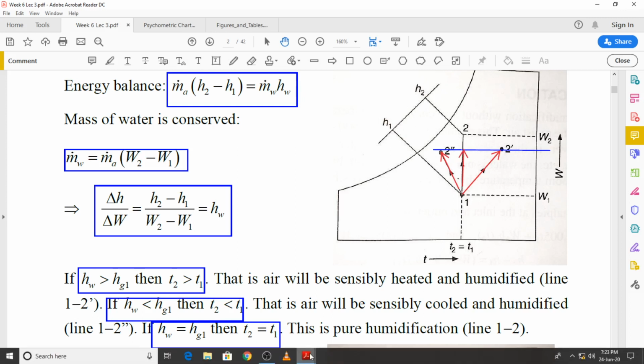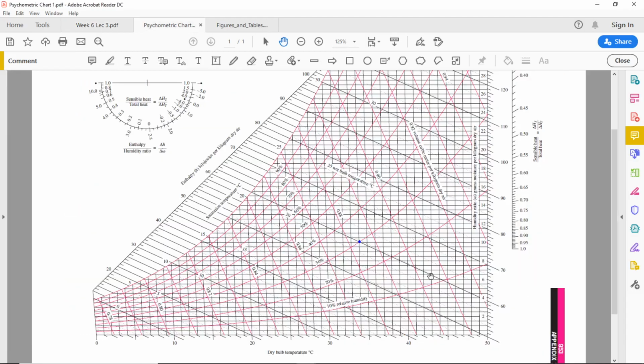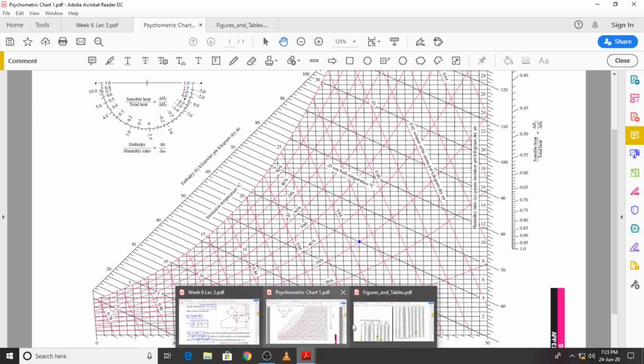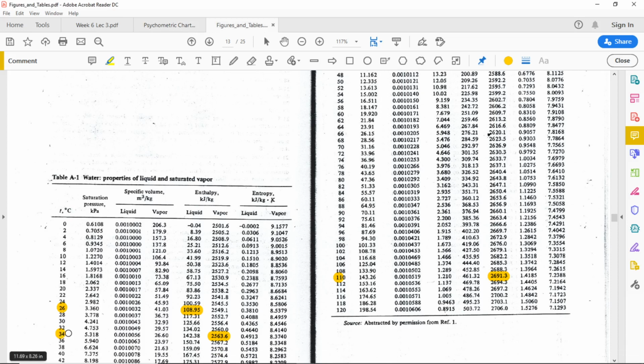So I will go through an example in which I have already marked a state point on the psychrometric chart, and you can see the dry bulb temperature is 34 degrees and the relative humidity is 30%, and at a dry bulb temperature of 34 degrees the enthalpy of saturated vapor can be read from the table for water, and you can see at 34 degrees C the saturated vapor enthalpy is 2563.6 kilojoules per kilogram. We will return to this table later.